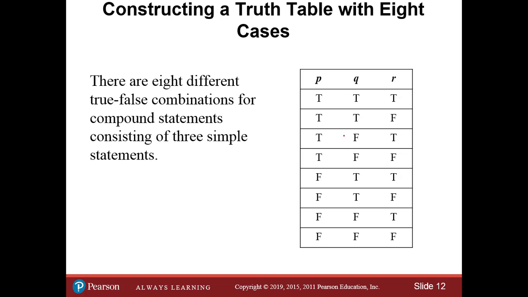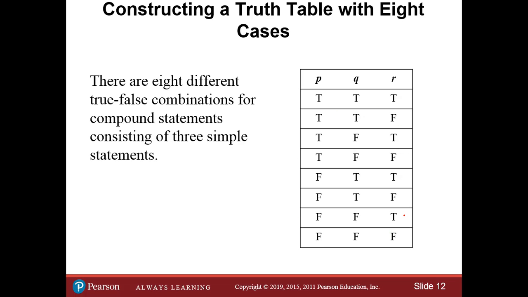Now what about, in this case, we have three statements. Well, notice the pattern. Half of these are true, half of these are false. So true, true, true, true, false, false, false, false. Then you go to the next column, and it splits in half again. So here we've got true, true, false, false, and then it repeats true, true, false, false, and then it splits in half again. True, false, true, false, true, false, true, false. And that's one pattern you can see.